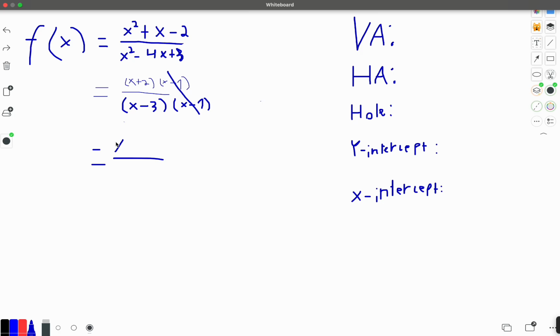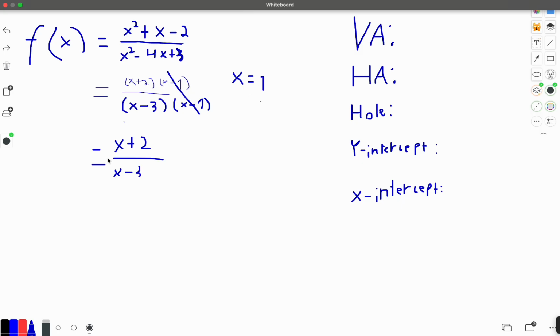And our final equation for f of x will be x plus 2 over x minus 3. Now, see how we crossed out x minus 1? That means that x equals 1. We're going to have a hole in this graph, right? And remember, x cannot be 1 because if we plug in 1, the denominator is going to be 0, which will lead to the equation being undefined, right?